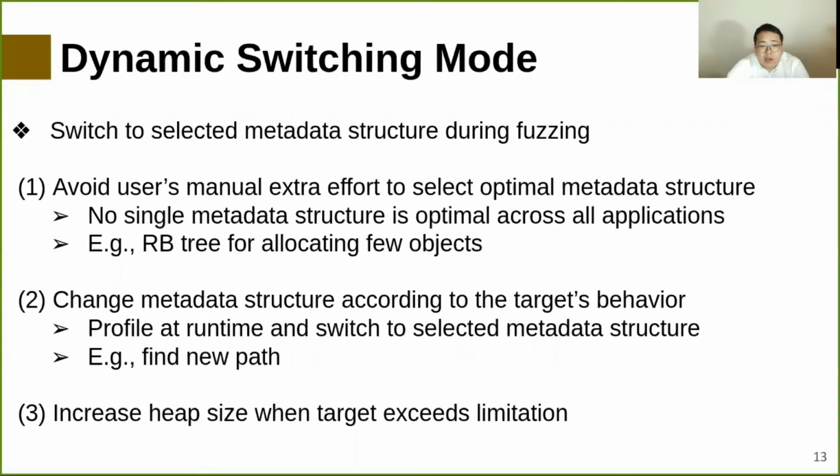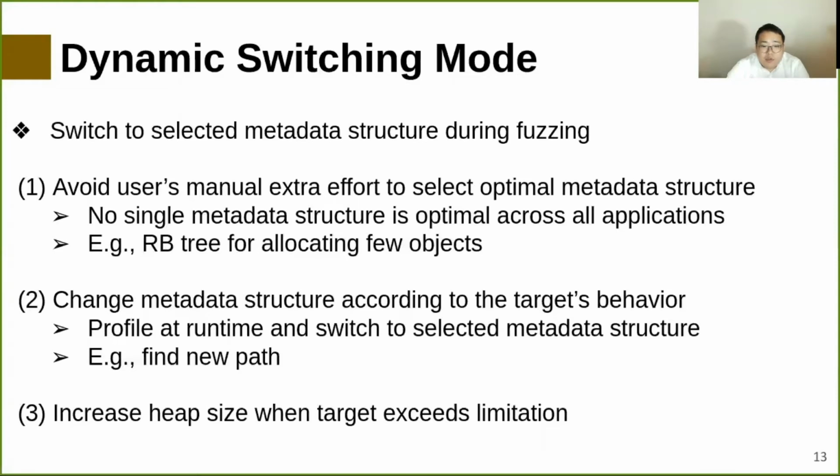However, as no single metadata structure is best for all applications, we propose the dynamic switching mode. To be more exact, there are three main reasons. First, dynamic switching mode automatically selects the optimal metadata structure. So this saves time and effort for the user. More specifically, as I mentioned before, no single metadata structure is optimal across all applications. For example, arbitrary showed the best performance when the target application allocated few objects. Therefore, without dynamic switching, the user has to spend their time to calculate the optimal metadata structure.